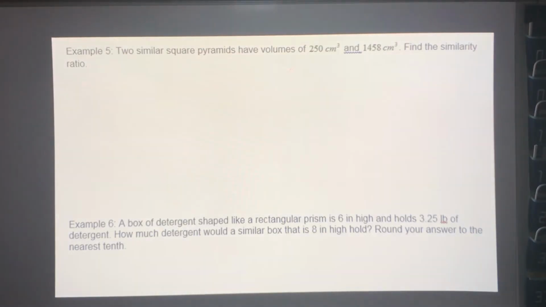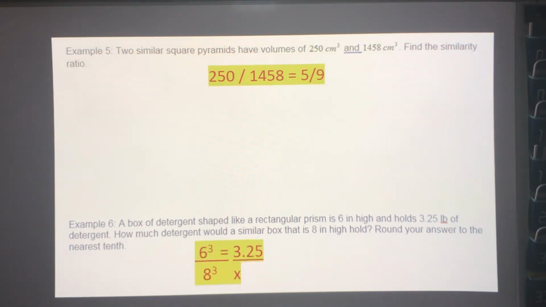All right, here's the next one. So we have 250 and 1458. If we did what we did before, we need to figure out the similarity ratio by taking the cube root of each of these. And you should get a value of 5/9.